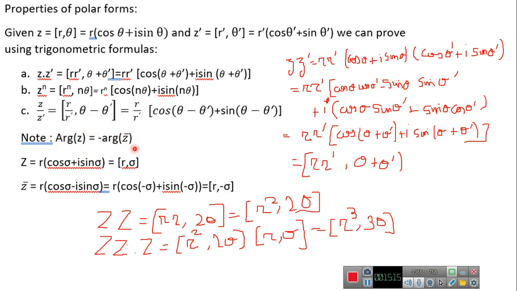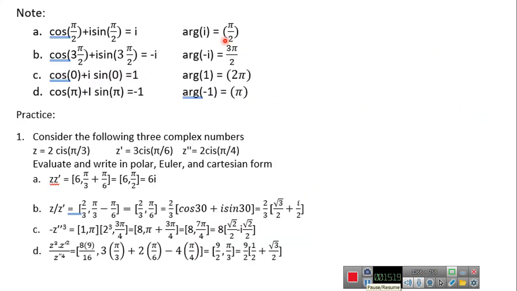But here it will give me in polar form r, and the angle is what? Minus theta. So that's why the argument of z bar, the angle of z bar, is equal to minus the argument of z. This is very important. We're going to use it a lot in the problems. So the argument of z bar equals minus the argument of z.